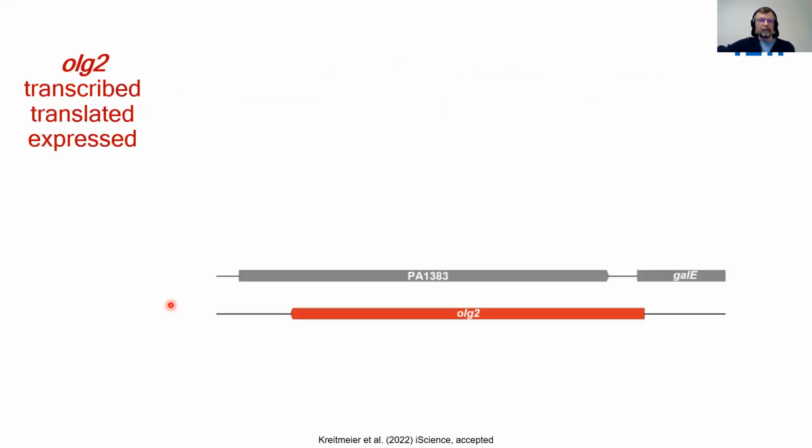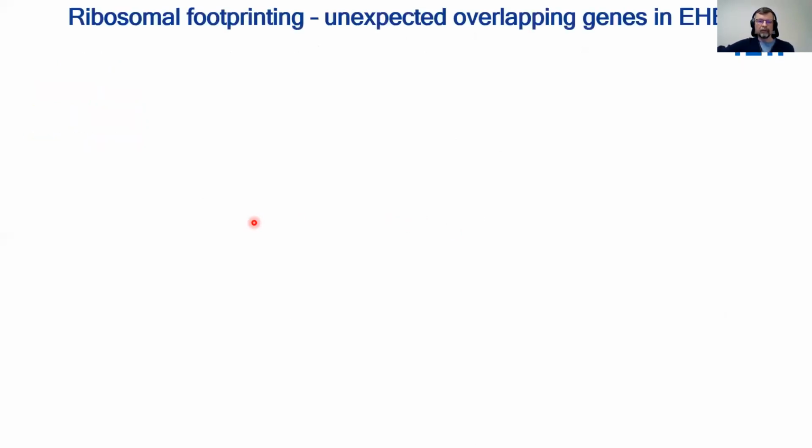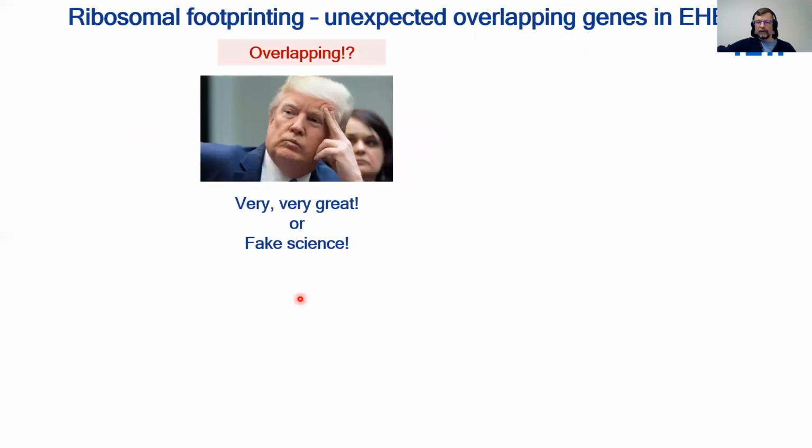Okay, same for OLG2. Here is the mother gene, the known annotated gene, and here's a novel open reading frame for which we also found transcription and translation. All right, so far so good. But, well, overlapping, that's now the big question mark with our colleagues. This is either very, very great or fake science, right?